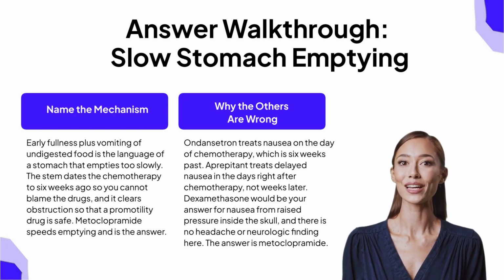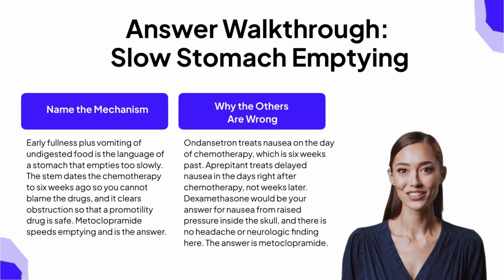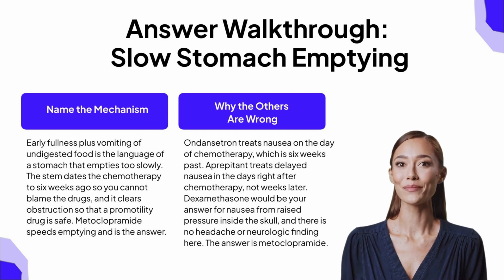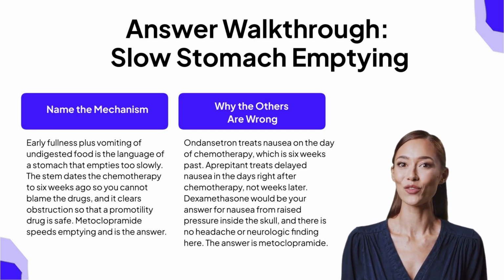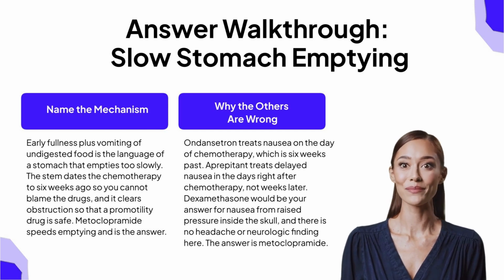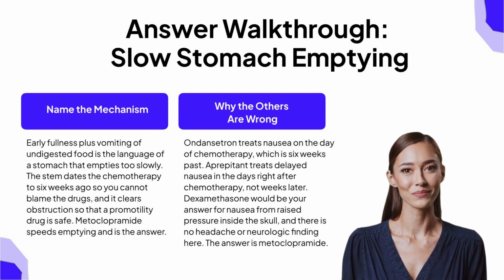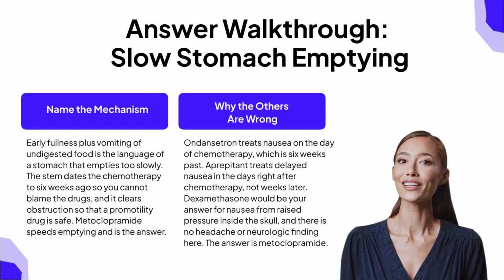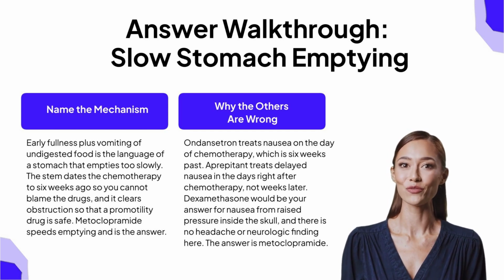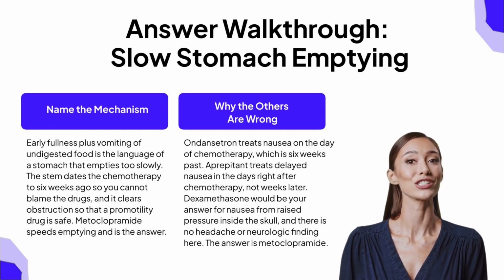Now why the others fail? Ondansetron treats nausea on the day of chemotherapy, and hers was 6 weeks ago. Aprepitant treats delayed nausea in the days right after chemotherapy, not weeks later. Dexamethasone would be your answer for nausea from raised pressure inside the skull, and there is no headache or neurologic finding here. Notice that every wrong answer is a real drug for a real mechanism. They are simply right drugs for the wrong patient. That is how these questions are built.